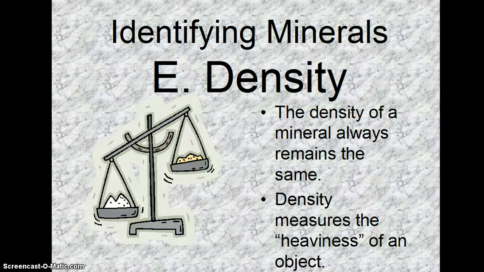So for example, if you had a baseball and a tennis ball next to each other, they're pretty much the same size, but if you held them, you would notice one is heavier than the other, and that's because it's much more dense. All the matter within it is much more tightly packed together in a baseball than in a tennis ball. A tennis ball actually is hollow on the inside.